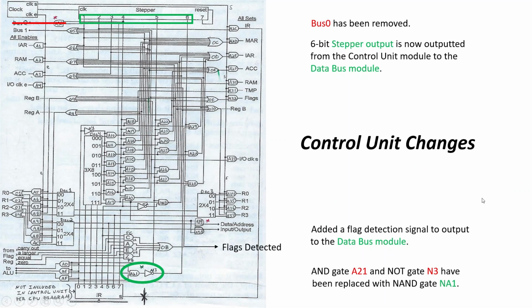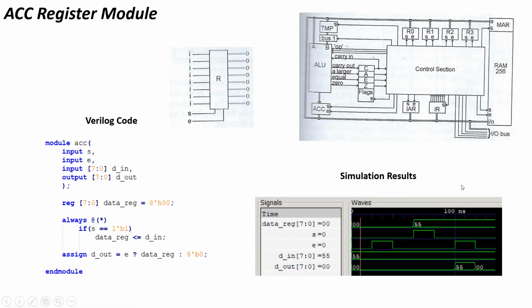Here's a summary of the control unit changes again. Bus 0 is removed, stepper is now an output. That flags detected signal is simply from OR gate OB, because it's one of the flags that gets detected, right, coming from the flags register. And then I went ahead and replaced the AND gate A21 and NOT gate N3 with a NAND gate I call NA1. And now let's get into the registers.